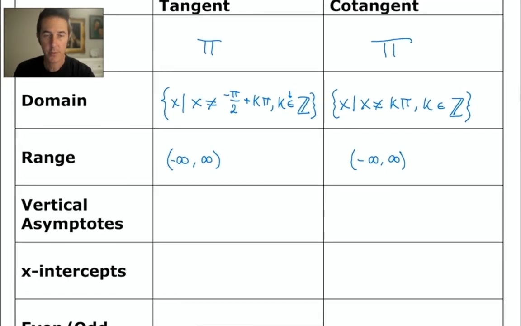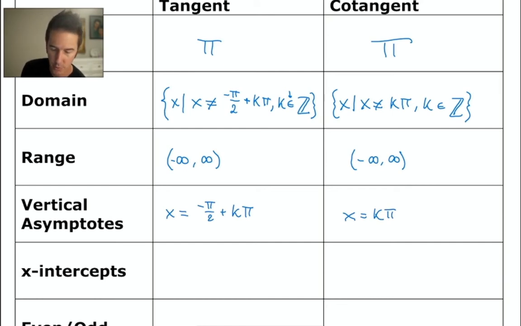For the tangent function, the vertical asymptotes occurred at those problematic x values. So vertical asymptotes, I suppose we could list this as x equals negative pi over 2 plus k pi, or n pi. And for cotangent, very similar. This is just x equals k pi. If you'd like to put k as a member of the set of integers next to both of those, you may. I'm just sort of carrying this down with us.